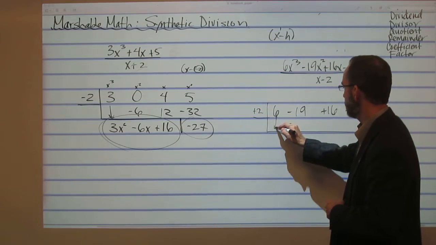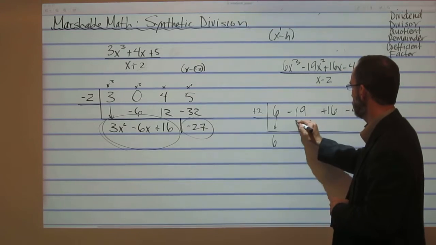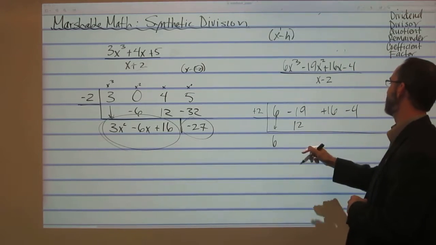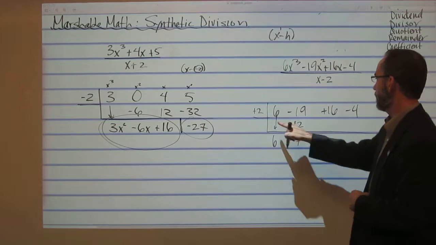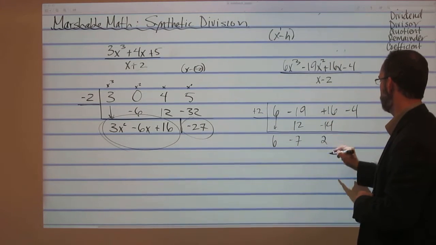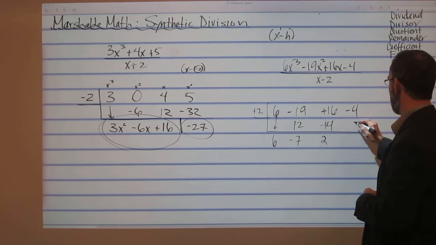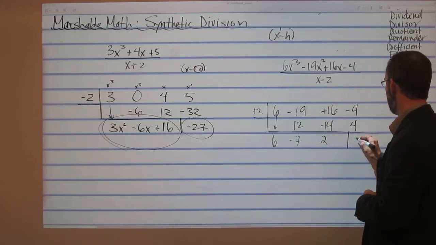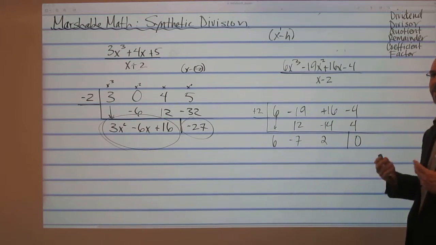Okay, bring this down. 6 times 2, 12. Add. Negative 7 times 2. Negative 14. Add. Positive 2. 2 times 2 is positive 4. Add. Oh my goodness. 0.